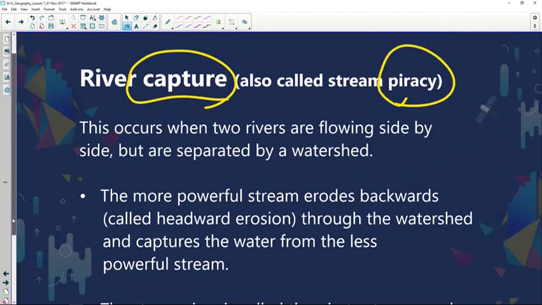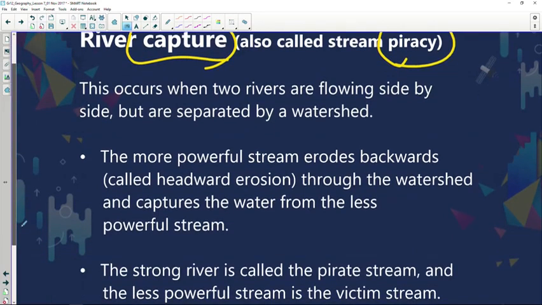Now, it happens when two rivers run side by side and are separated by a watershed. Like I've mentioned, the one river erodes backwards into the watershed because it might have been rejuvenated. It might be that the river is in a higher rainfall area. It might be because the rocks that it runs over are more prone to erosion than those of the less powerful stream. And then the strong river steals the water from the weaker river.